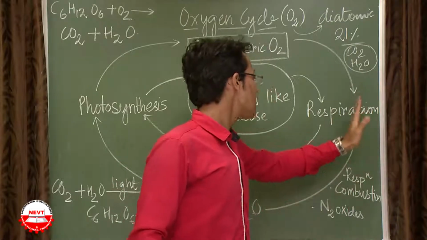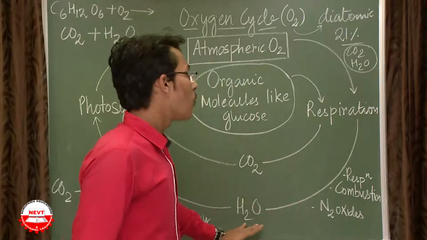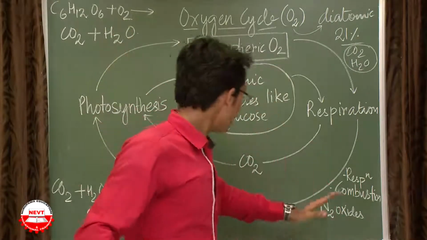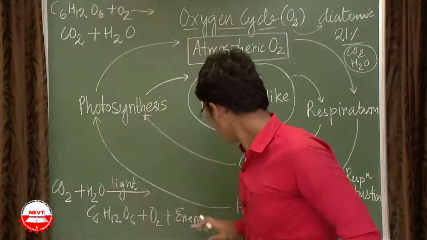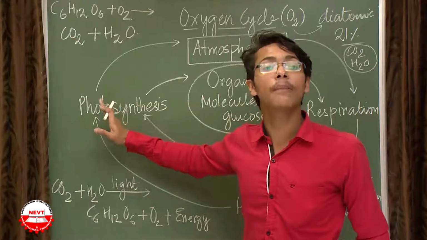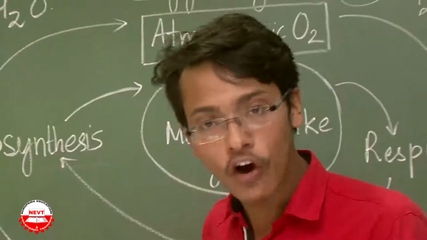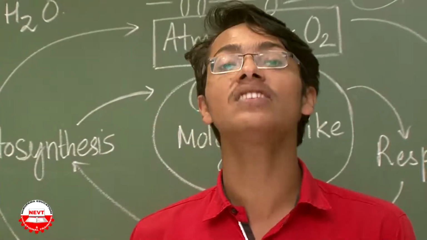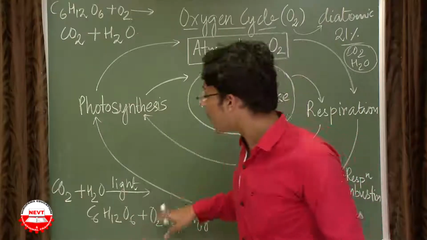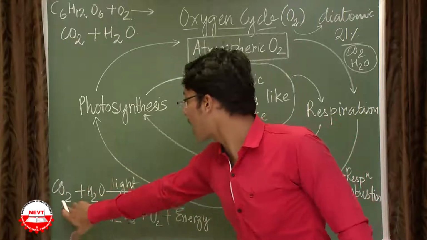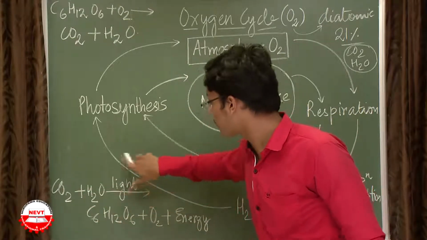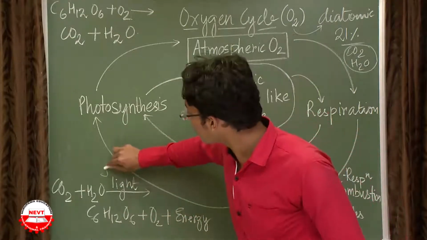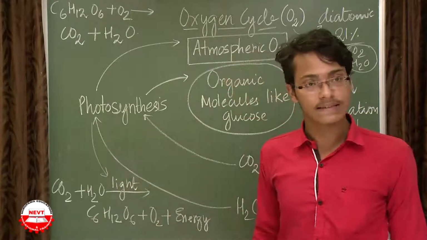This process is now continued as water. See, water is released after respiration, and then this water is used in the process of photosynthesis. We all know photosynthesis is the process by which green plants make their own food. I have marked that reaction also. See, carbon dioxide plus water in presence of light produces glucose, oxygen and energy. This is the chemical equation for photosynthesis.